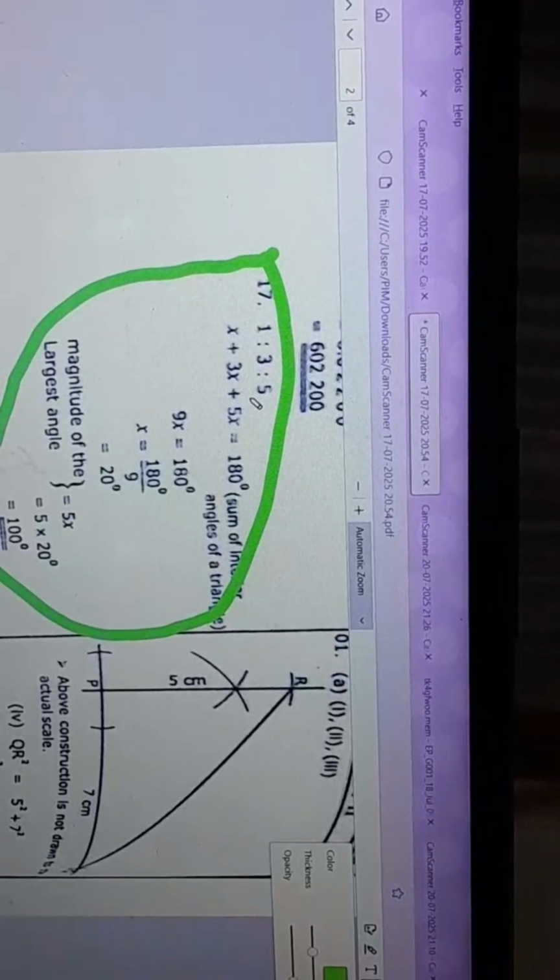So you can also elaborate your answer like this. 1 to 3 to 5. That means x plus 3x plus 5x equals 180, the sum of interior angles of a triangle. So you have to explain the answer. You write like this. Why this 180? There is a theory, so you need to mention it.